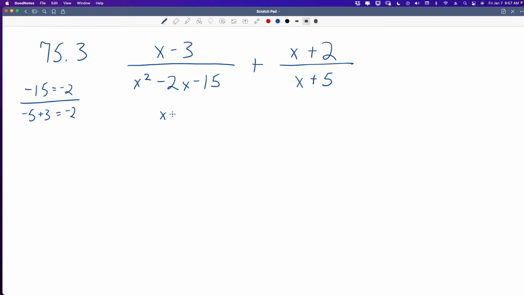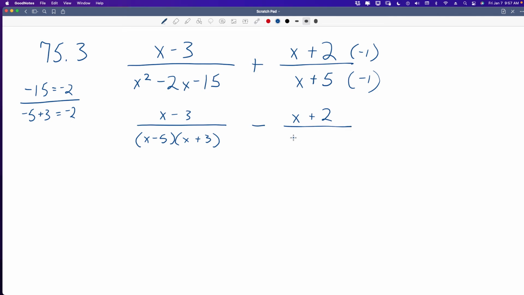We have x minus 3, but we already know what we need to factor to. It's going to be x minus 5, x plus 3, right? So if that is the case, then we do need to apply a -1 and a -1, right? So we're going to say minus x plus 2 over x, or this should be negative.